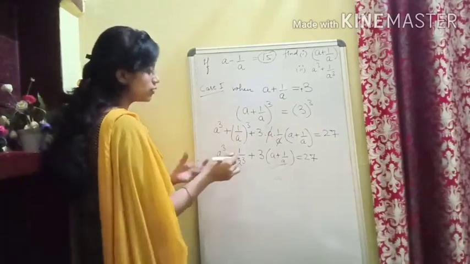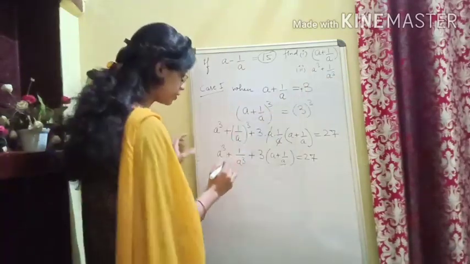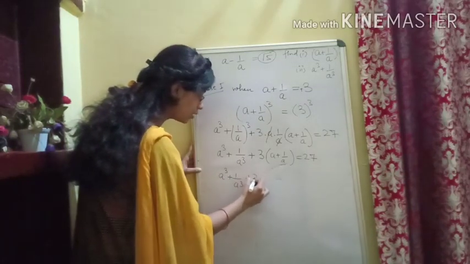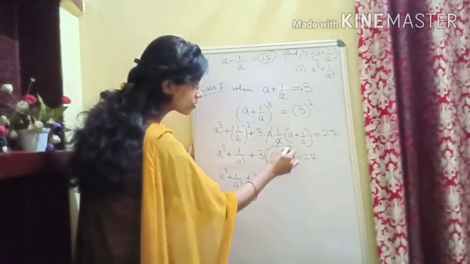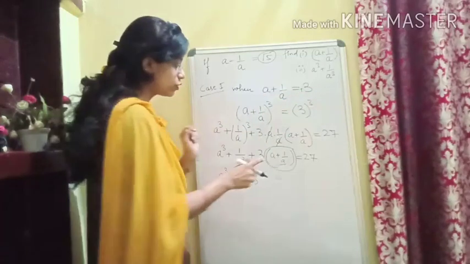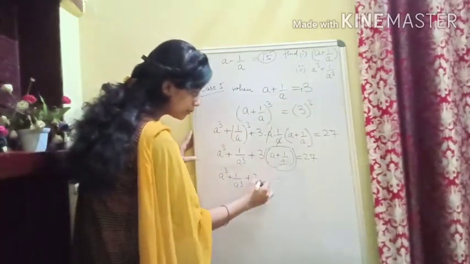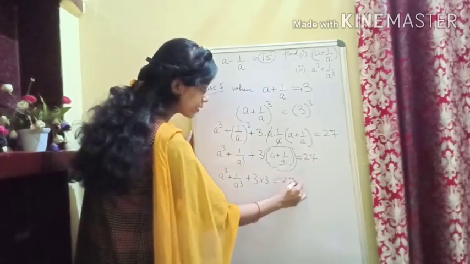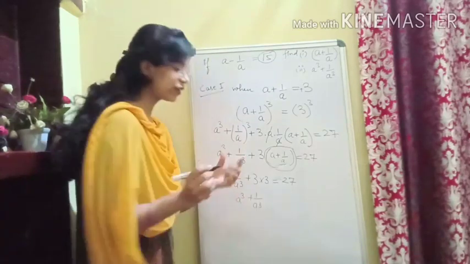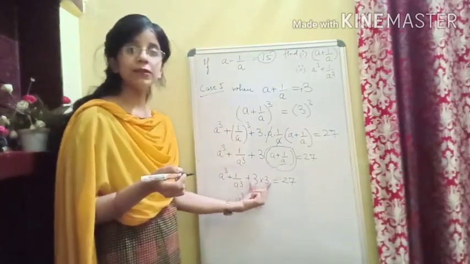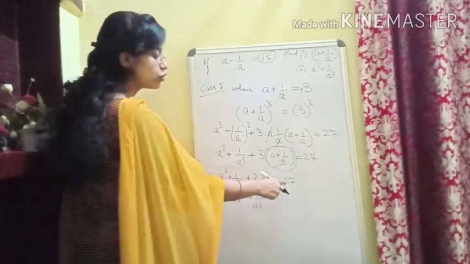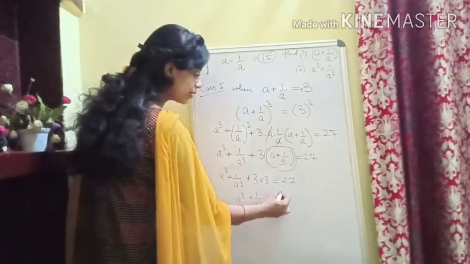Okay. Now if you see, we are getting this term which we were supposed to calculate, so we are going to write it as it is, a cube plus 1 upon a cube, plus 3. Now if you see this bracket, a plus 1 upon a, I think we know the value here. A plus 1 upon a is what? 3. So it will be 3 into 3, equals 27. So here we have a cube plus 1 upon a cube. Now if I do it directly, 3 into 3 will be 9, which is plus 9. If I take it to the other side, it will be minus 9. So 27 minus 9 will be 18.